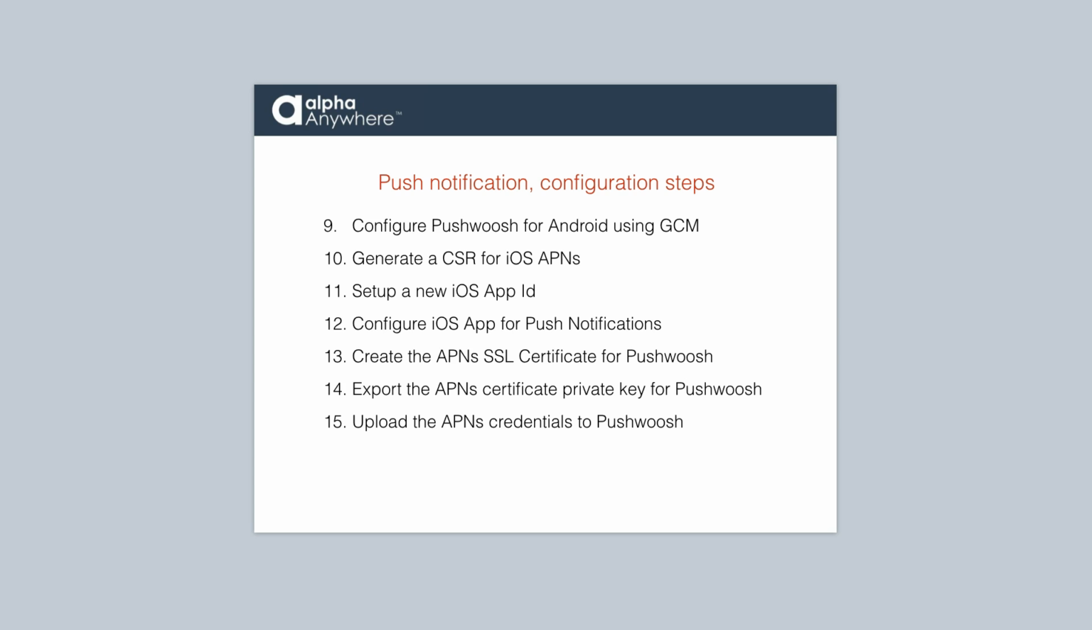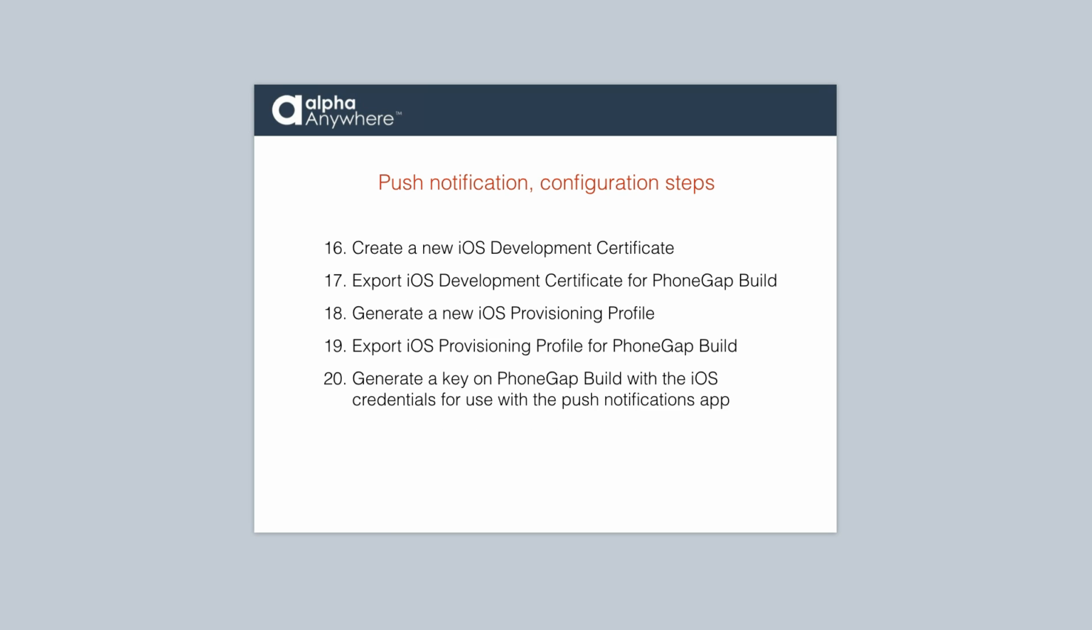export the APNS certificate private key for Pushwoosh, upload the APNS credentials to Pushwoosh, create a new iOS development certificate, export the iOS development certificate for PhoneGap Build, generate a new iOS provisioning profile, export the iOS provisioning profile to PhoneGap Build, and finally generate a key on PhoneGap Build using the iOS credentials we just created for use with the Push Notifications app. We covered a lot of ground in this video, and all of these steps are necessary to successfully run the Pushwoosh component template on iOS and Android devices.